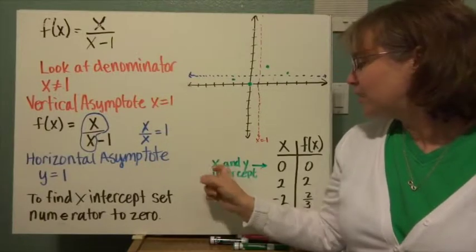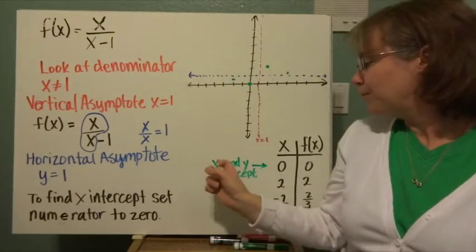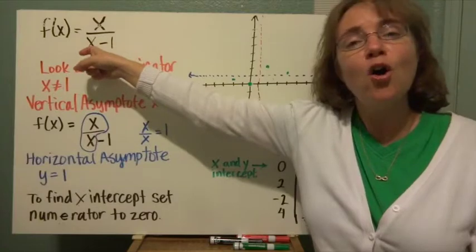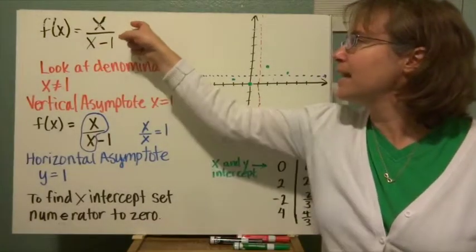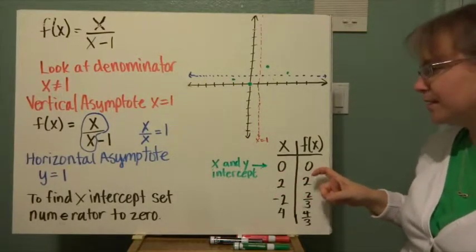Now, if we wanted to find our y-intercept, we would go ahead and set x equal to 0. So we put 0 in for x. I have 0 over 0 minus 1, 0 over -1, which is going to give me a 0. So when x is equal to 0, f of x is also equal to 0.